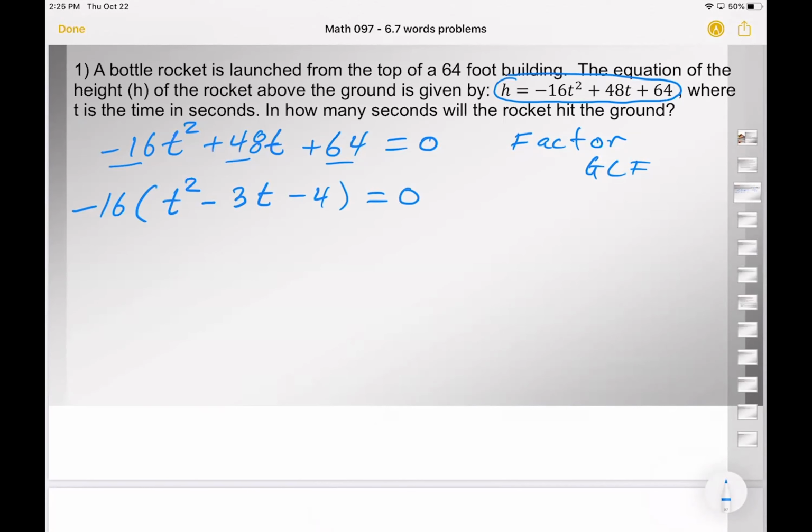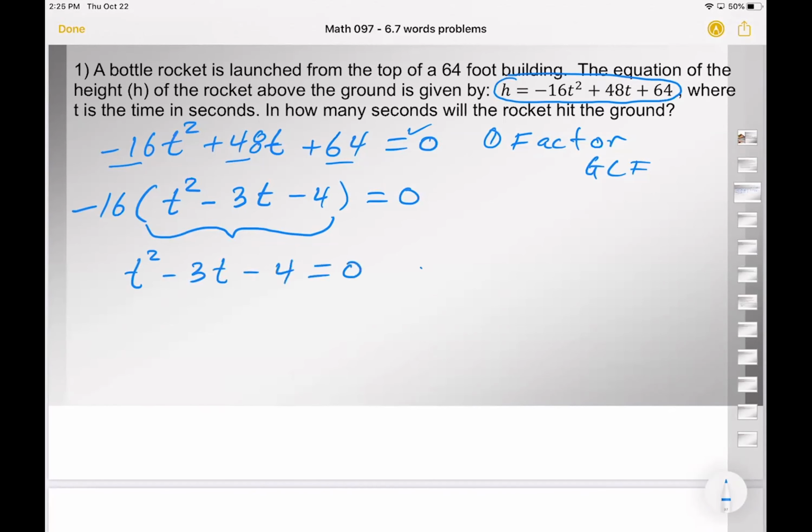So this is the first step I told you: set it equal to 0, and then factor out a GCF. Once you factor out a GCF, our focusing point will be in this parenthesis. Is there anything in this parenthesis that I can factor out? Look at this, ladies and gentlemen. We have t squared minus 3t minus 4 equal to 0.